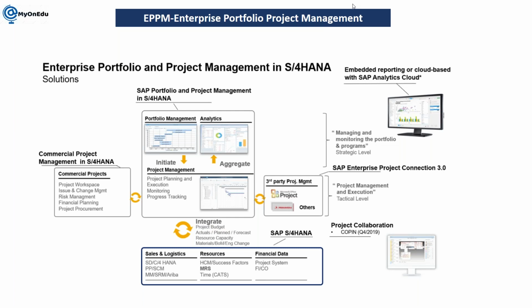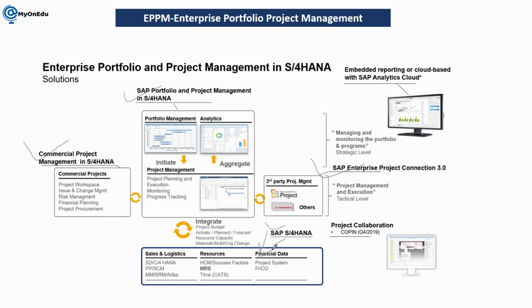Before S4HANA, this terminology EPPM was being used in other areas like Primavera, but not in SAP. In SAP, we have different modules like portfolio project management, project system, commercial project management, and SAP Enterprise Project Connection, SAP EPC as we used to call it. And this SAP IM and PS is integrated with its core modules. These were all scattered, and by understanding the requirements of implementation in different scenarios, SAP kept all these modules in one place and started to call it EPPM.